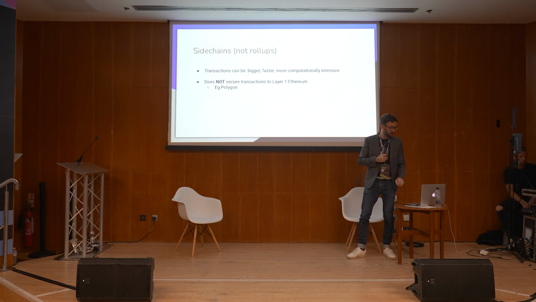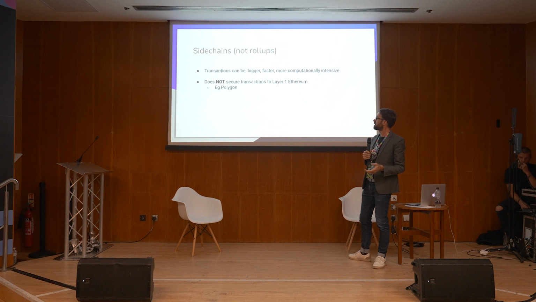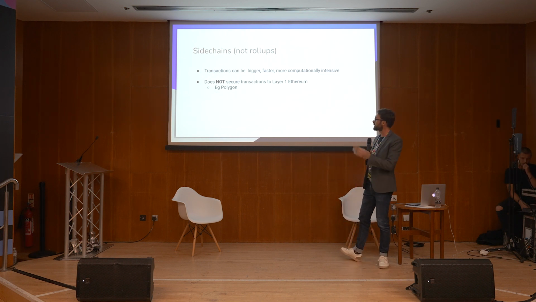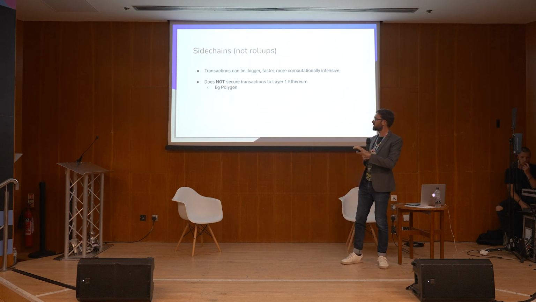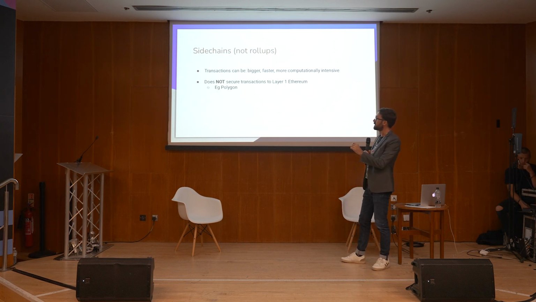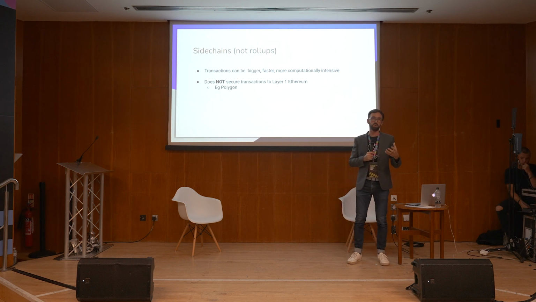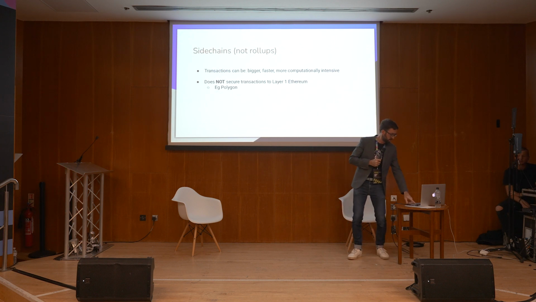Which is, I think, quite important. An important distinction to sidechains, which are not rollups. Transactions likewise can be bigger, faster, computationally intensive, but they do not secure the state to layer 1. Something like Polygon gets confused with being a rollup, or some people confuse it as a sidechain rollup or a rollup sidechain. But really, it's only committing some of the data to Ethereum, and it's not having any proof mechanisms for other people to verify it necessarily.